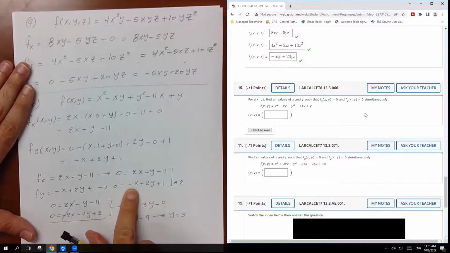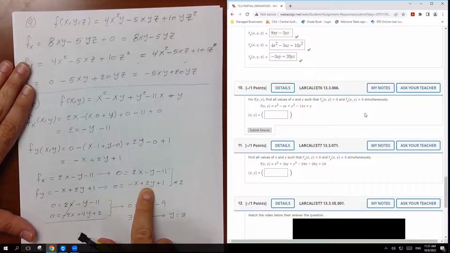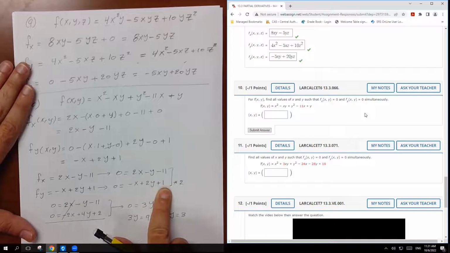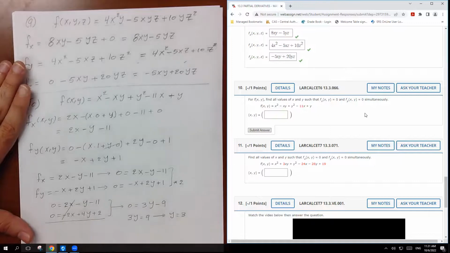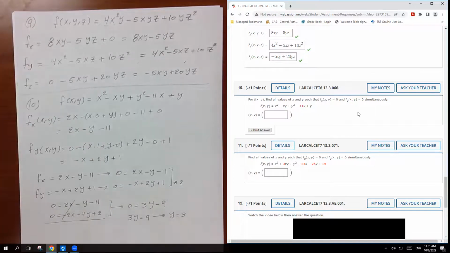Multiply by 2, so it's going to be negative 2. This one by 2 is going to be 4. This one by 2 is going to be 2. And then this one is going to be 3y minus 9. I don't think so. I can see there's something wrong. Just want to make sure.